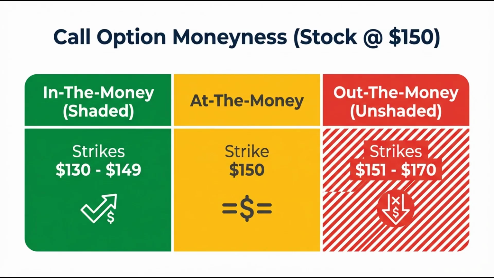Finally, visually, most platforms shade the option chain to indicate moneyness. For calls, strikes below the current stock price are in the money and usually shaded, as they have intrinsic value. Strikes above the stock price are out of the money, holding only extrinsic value. This visual cue helps you quickly orient yourself to where the stock is trading relative to the available strikes. Be careful not to confuse the shaded area for profitability. It simply denotes that the option has intrinsic value at this moment.